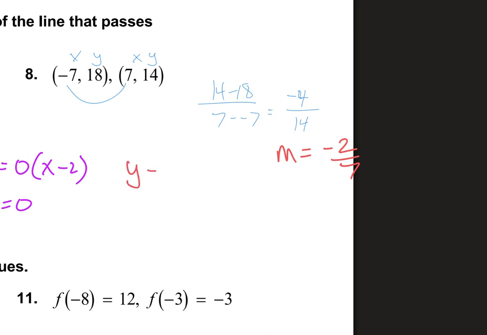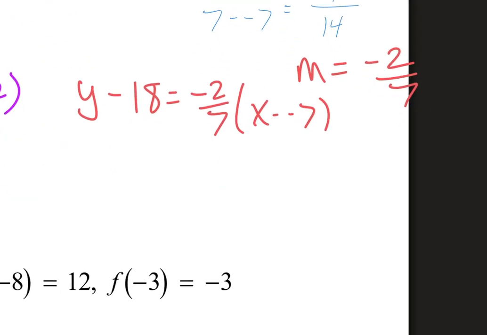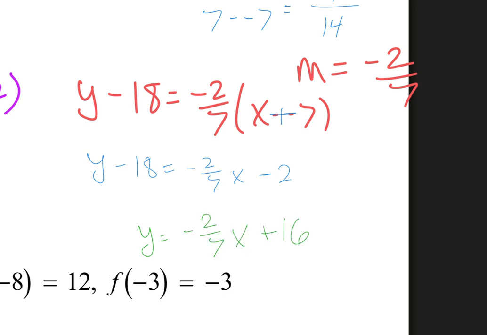Y minus 18 equals negative 2/7 times x minus negative 7. Y minus 18 equals negative 2/7 x, and then this is x plus 7. So when we multiply it by negative 2/7, we get negative 2. And when we add 18, we get negative 2/7 x plus 16.